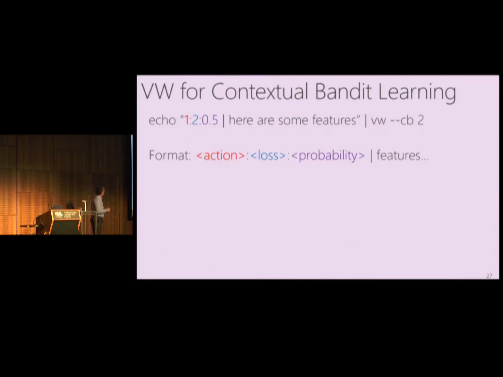And then I'm going to have some features, and VW is kind of nice in the sense that you can shove in words as features, and it will use a hashing trick to turn them into indices and work with it. And then you want to feed that into VW, and you need to specify that you're doing contextual bandit learning, maybe with 2 classes. Could be more.